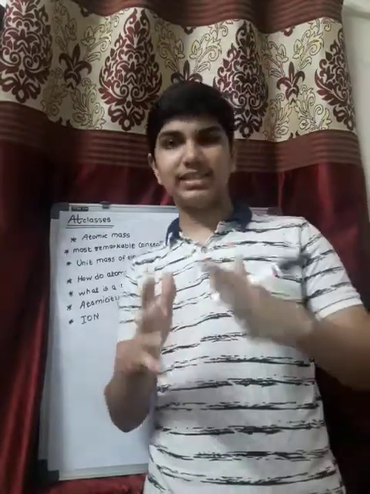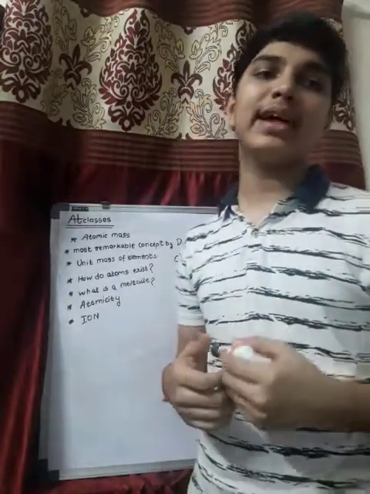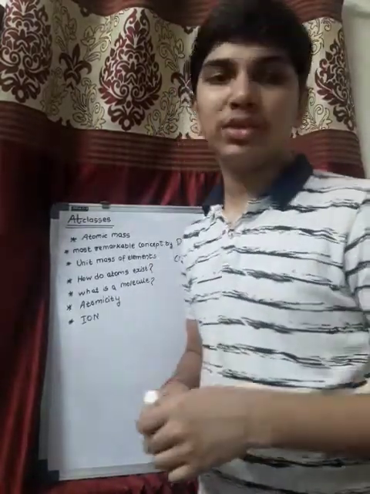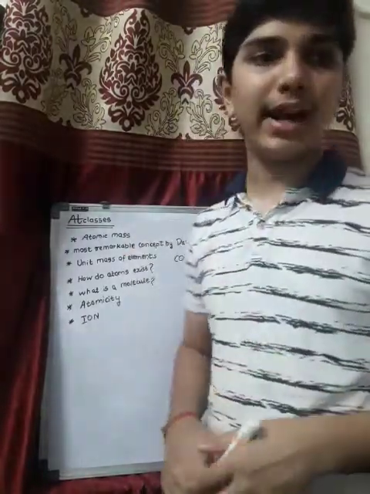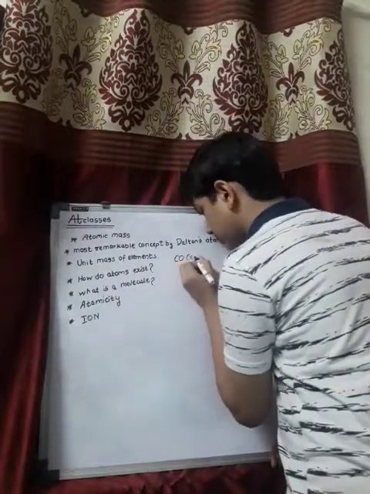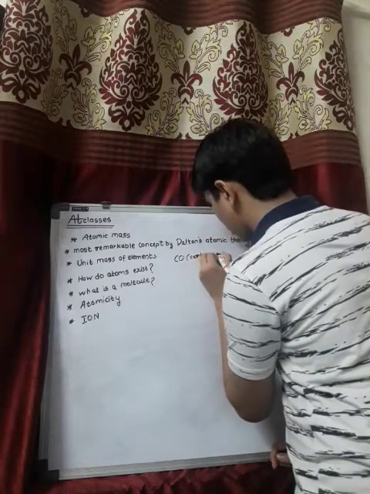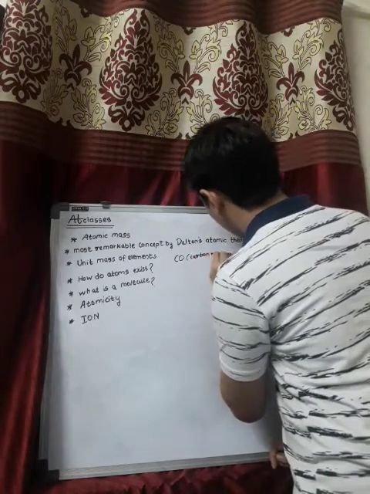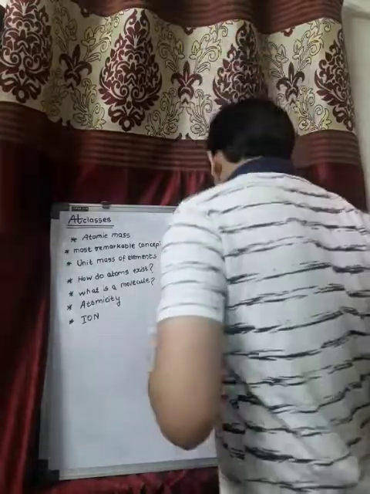Now 1 U is defined with respect to the mass of 1 carbon atom, and the mass of 1 carbon atom is 12, right? So CO, carbon monoxide, this we thought. Now let's continue.